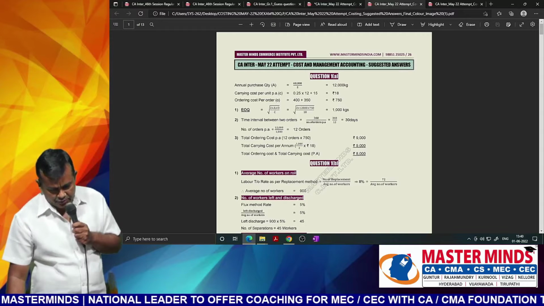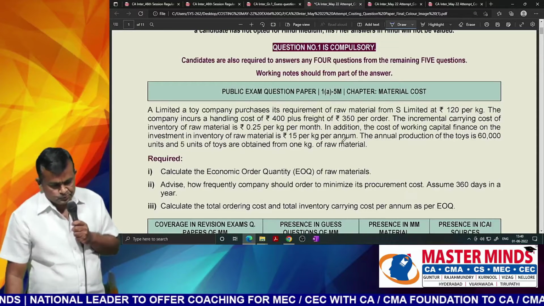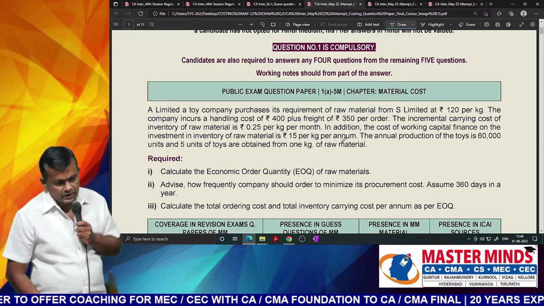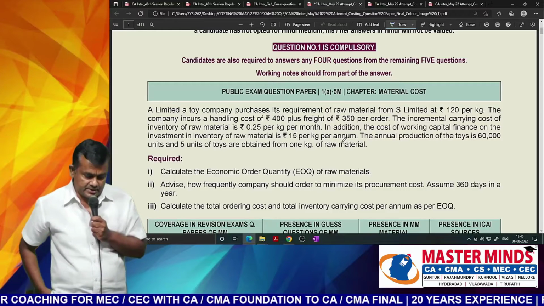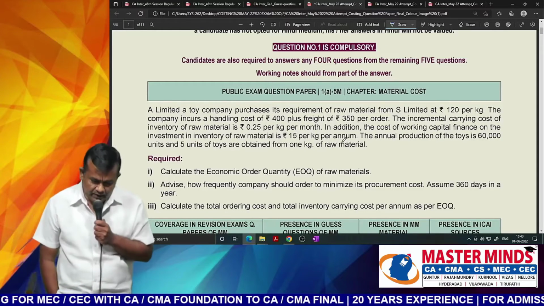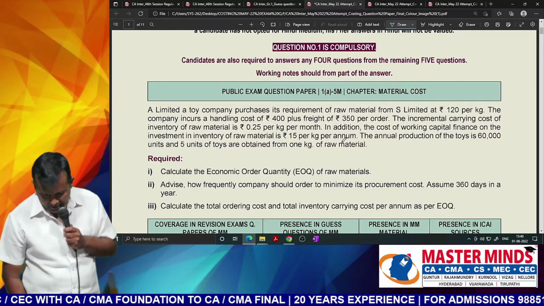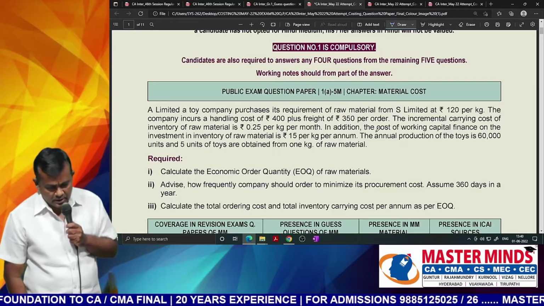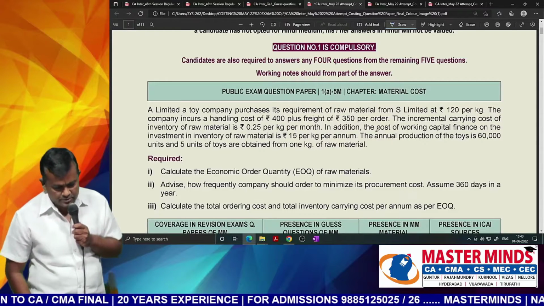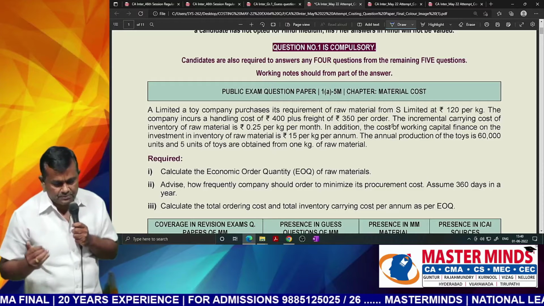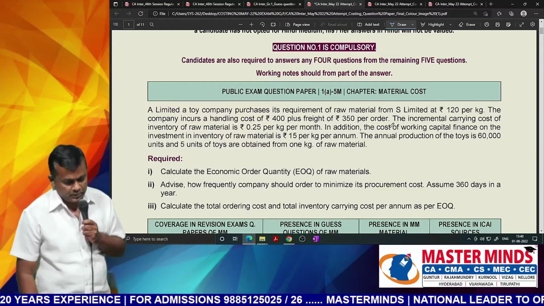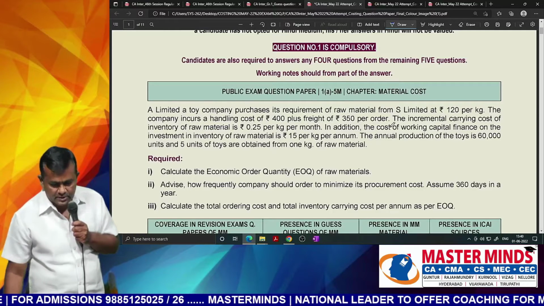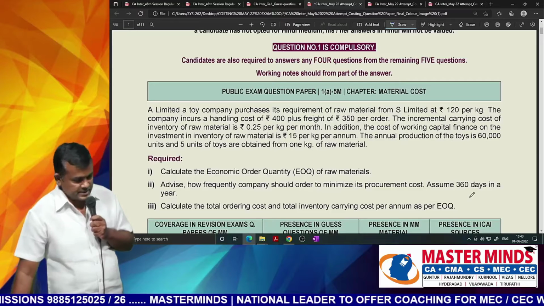What they are asking in this question, sir? Calculate economic order quantity, EOQ. Next, advise how frequently the company should order to minimize its procurement cost. Procurement cost means ordering cost. So assume 360 days in a year. That is the gap between two orders. So here number of days equals 360 days.